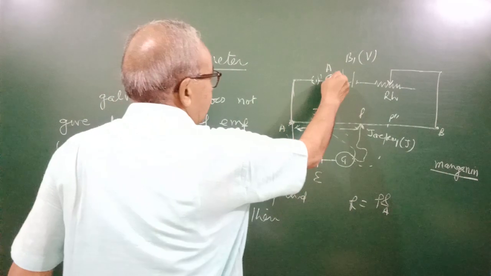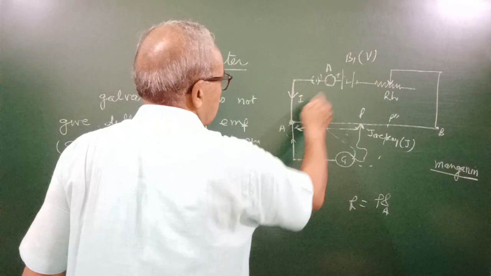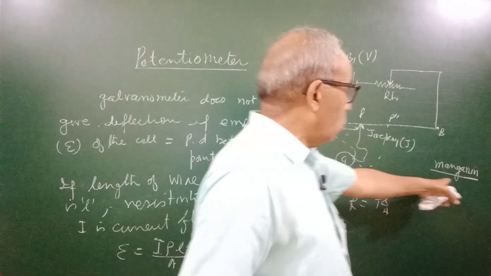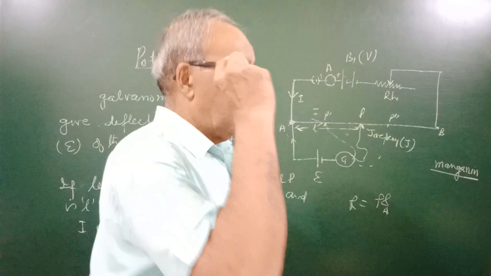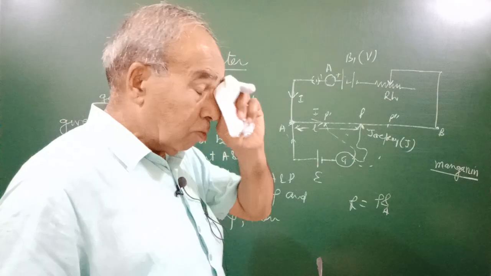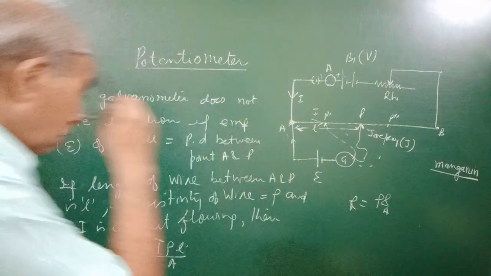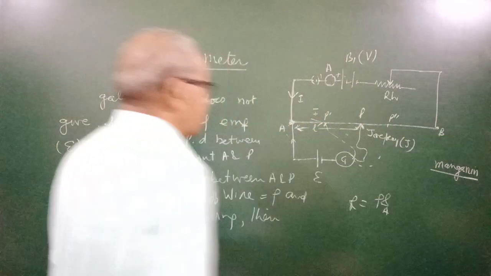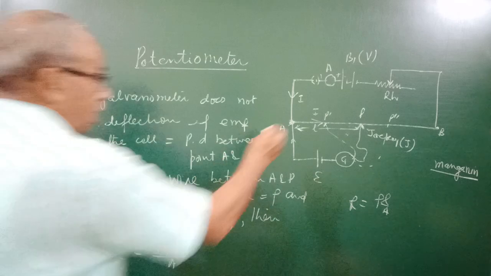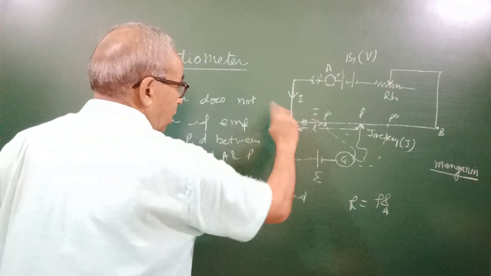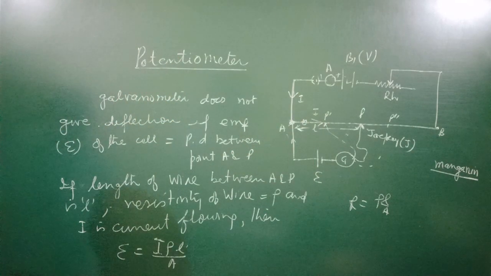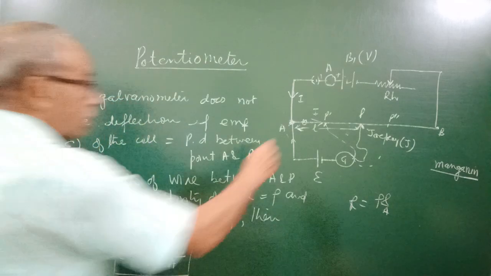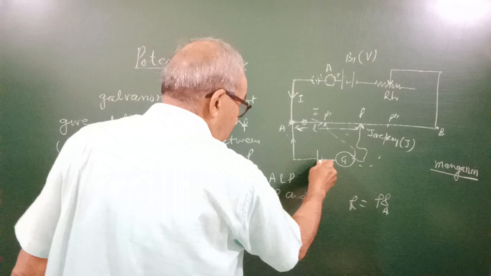I is the current, which can be measured by this ammeter. The resistivity of manganin can be known from this, 4.4 times 10 to the power minus 8 ohm meter. The length of the wire we can measure by the meter scale here, and the area of cross section by measuring this wire. So we can measure this EMF when current is not drawn from the cell.